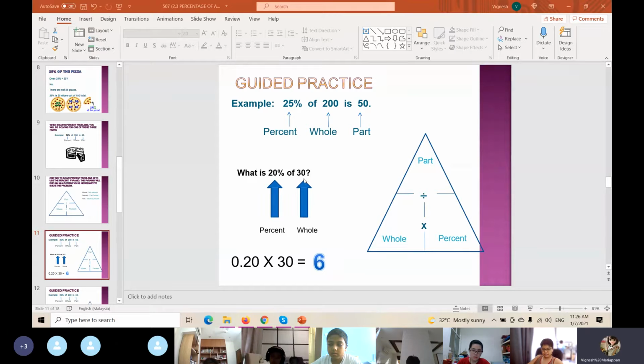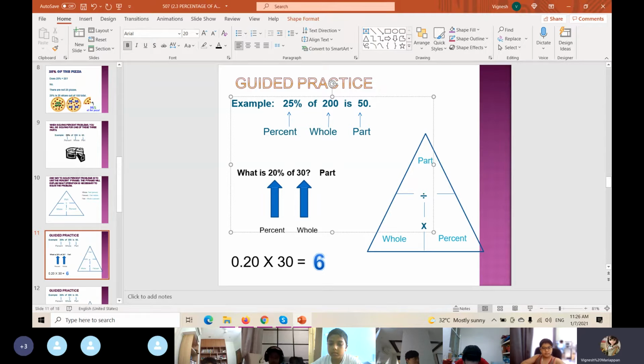Why? If the whole is given and you want to find the value of the part, please remember the answer of the part must be smaller than the whole. Whole must be bigger than part. Part must be smaller than whole. Understand or not? Must be smaller than whole. Okay.